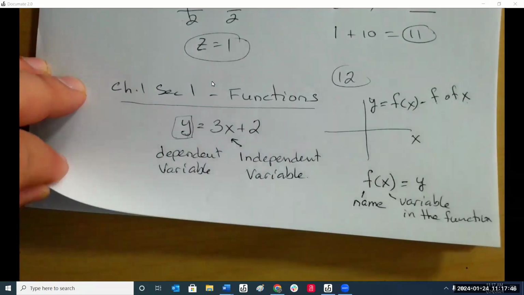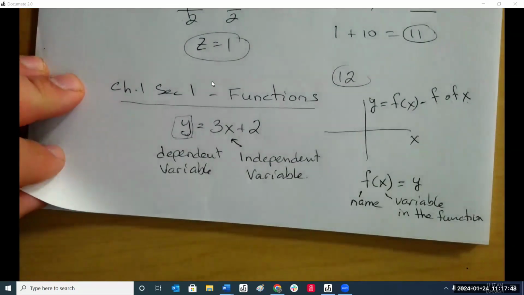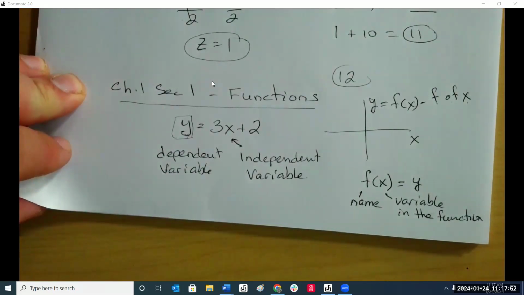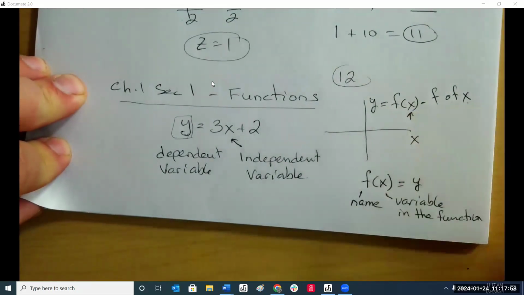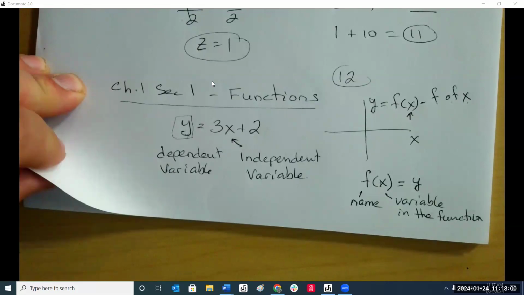Another benefit of using functions as opposed to using the y's or z's or m's, whatever's the letters, is I don't have to. I define my variable when I write the equation. Oh, I'm sorry. Do you need more? I'm sorry. I saw you writing.